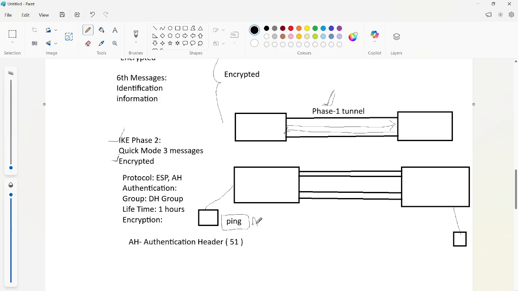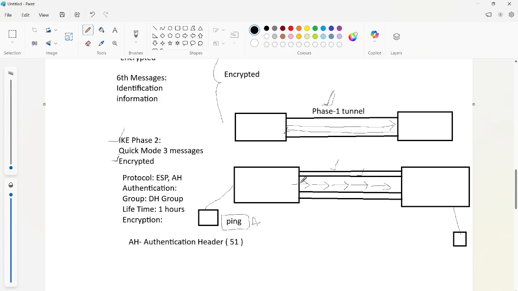Now phase 1 is completed and the phase 1 tunnel is formed, and phase 2 is completed and the phase 2 tunnel is formed. This ping traffic, ICMP traffic, will flow inside the phase 2 tunnel. The ICMP echo request flows inside the phase 2 tunnel. So how is it flowing?